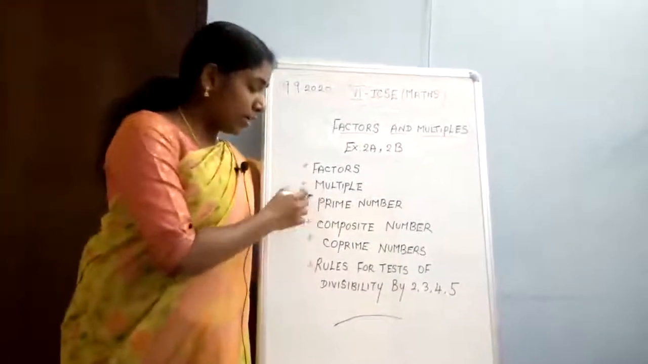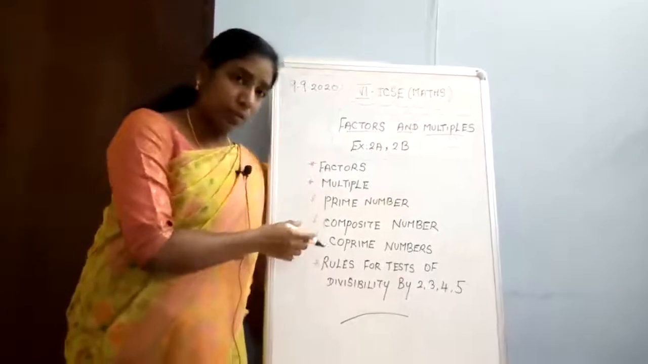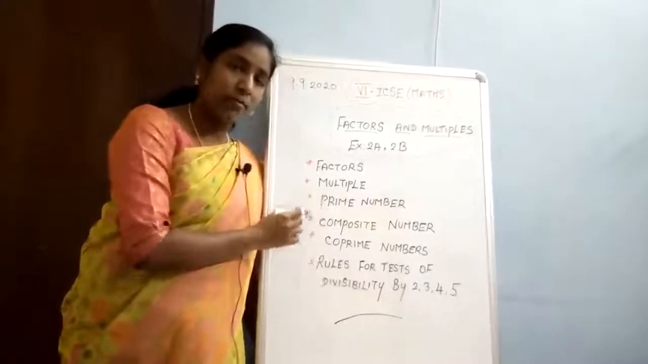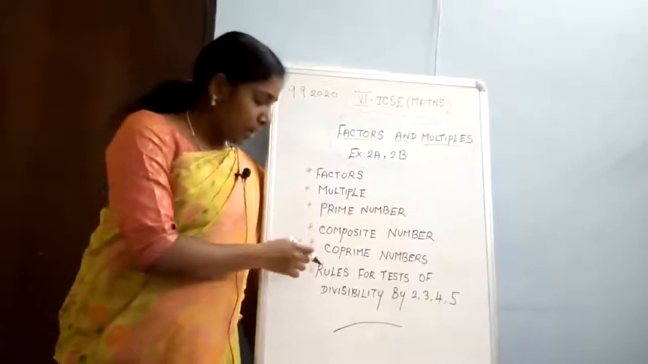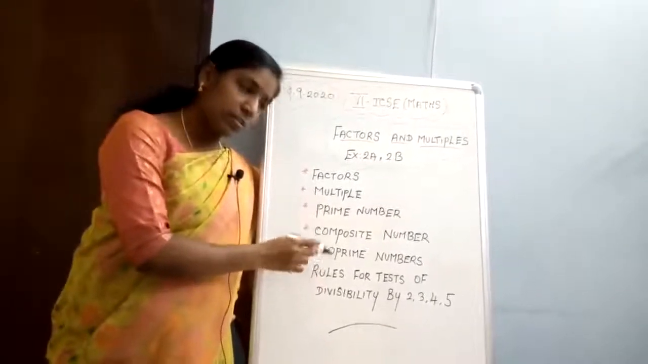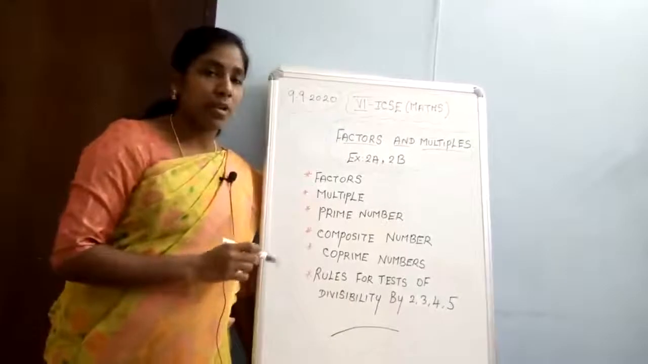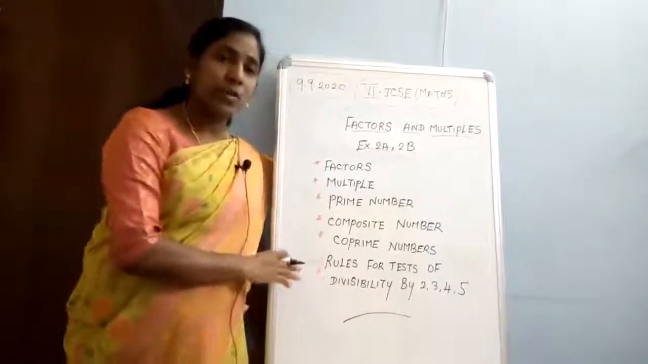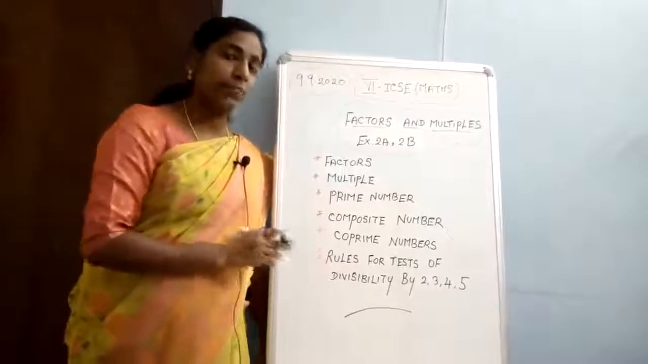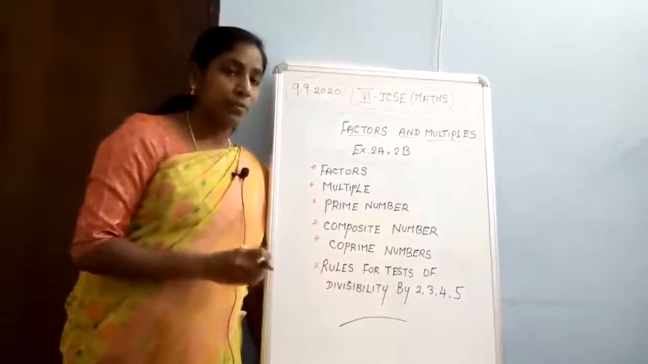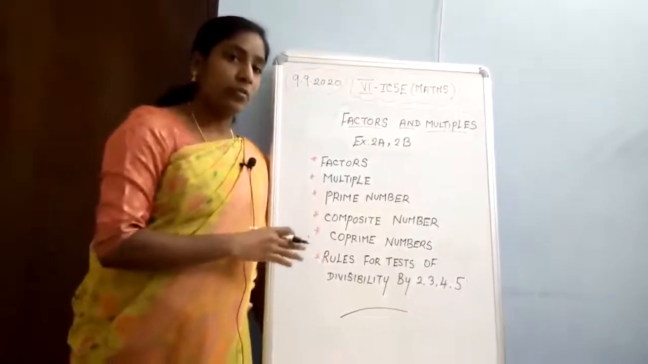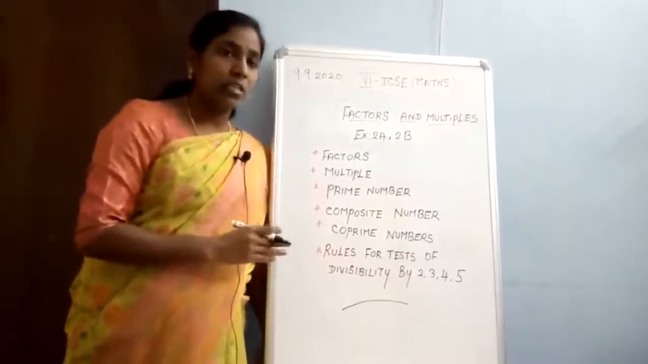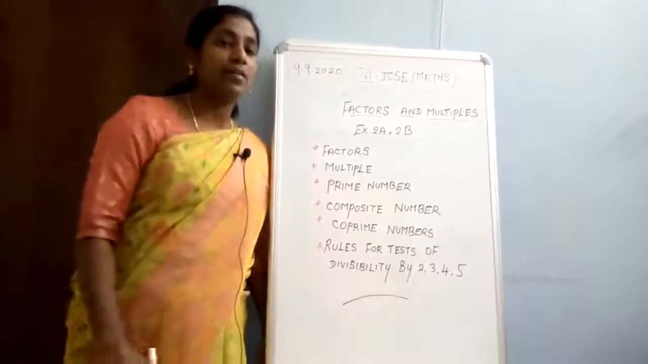And we are going to link prime numbers, composite numbers and co-prime numbers. We are going to link all these three concepts together and see the sums. And for the rules for test of divisibility, from the 2 table to the 5 table, we are going to see problems based on that. All these concepts are based only on multiplication. So students, if you are thorough with your multiplication, it will be easy for you to do factors and multiples. That is chapter 2 sums. You can do it easily, and now we are going to start with the sums.